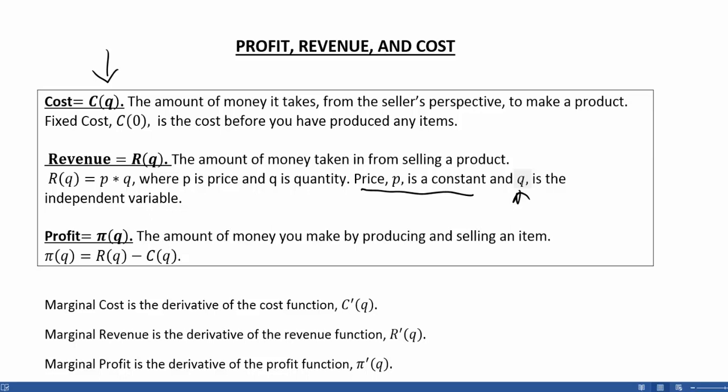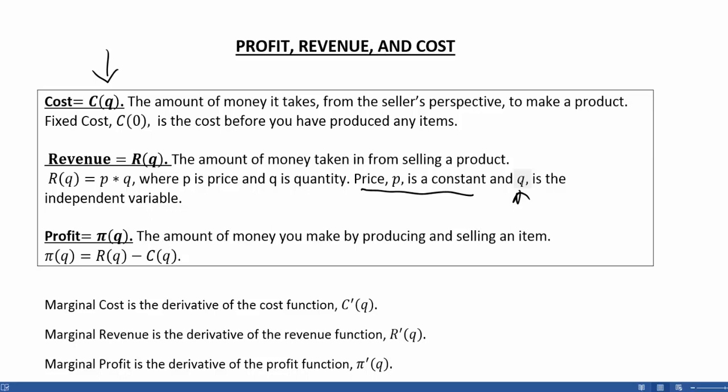Finally, we talk about profit. So profit we write as pi of Q. And profit is the amount of money you make by producing and selling an item. So your profit is your revenue minus your cost. So the amount of money you take in minus the amount of money that you spent. We're really hoping that profit is positive. However, as some business models will show you, sometimes you can have negative profit as well.